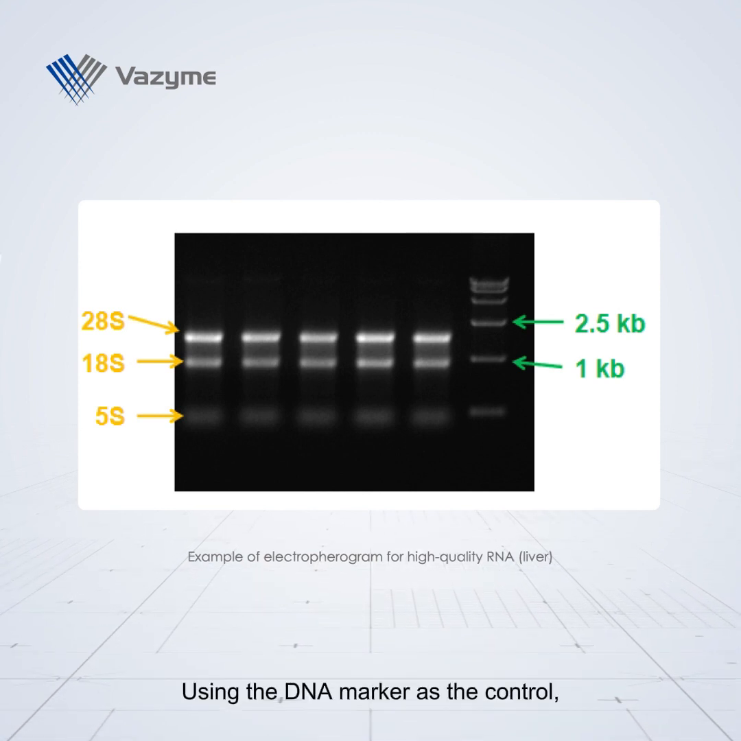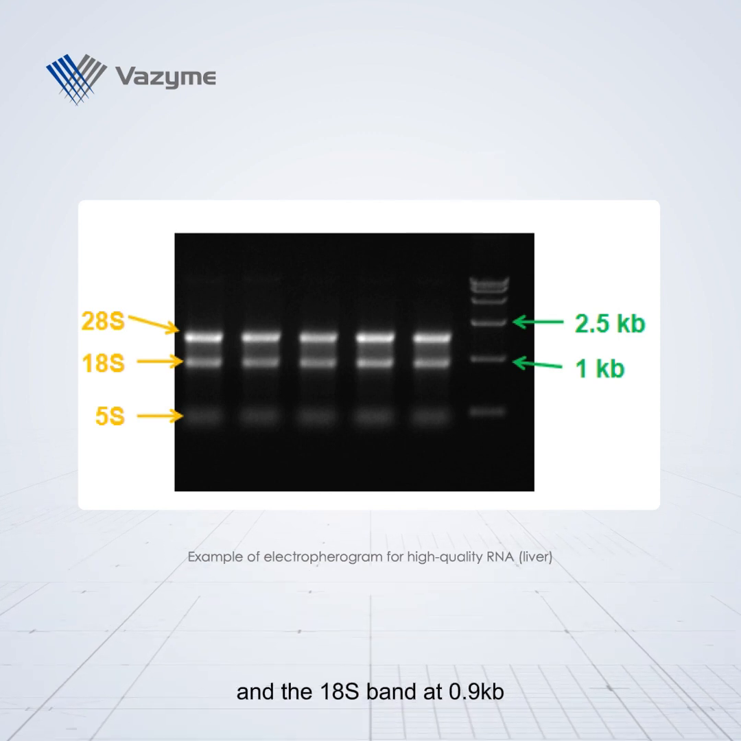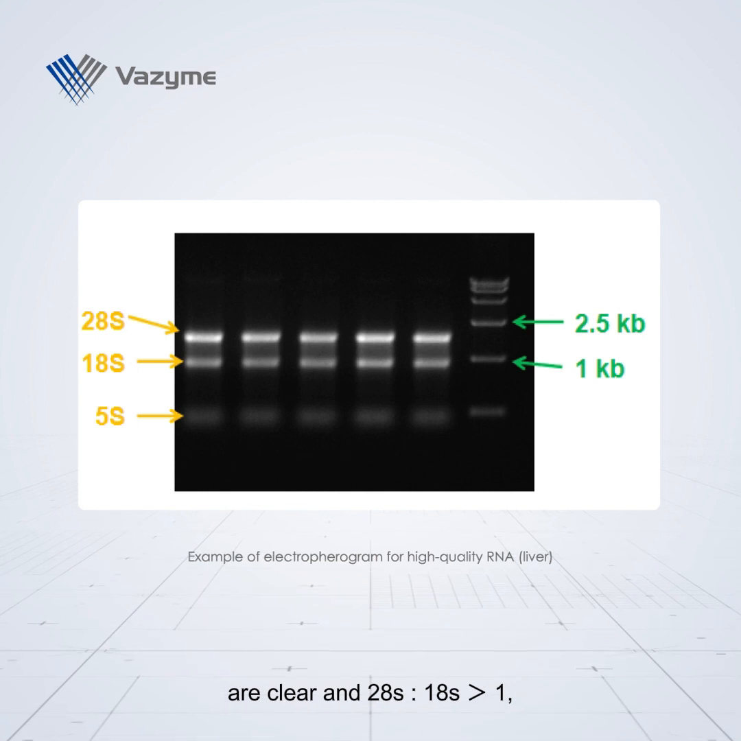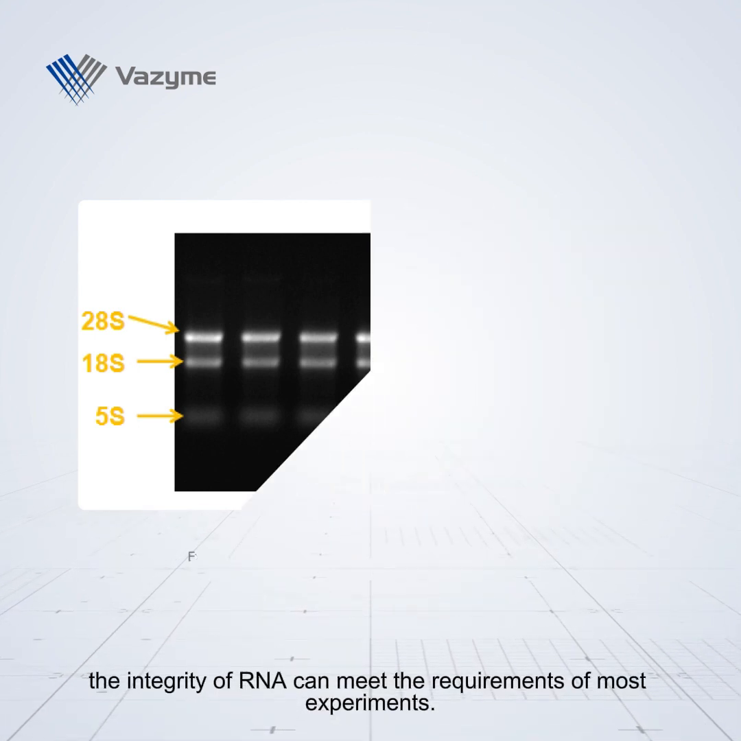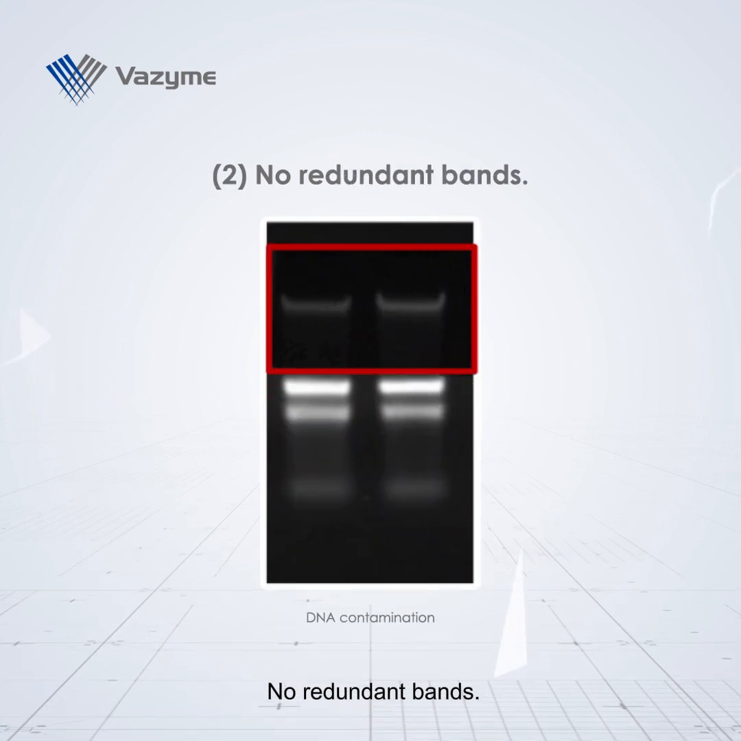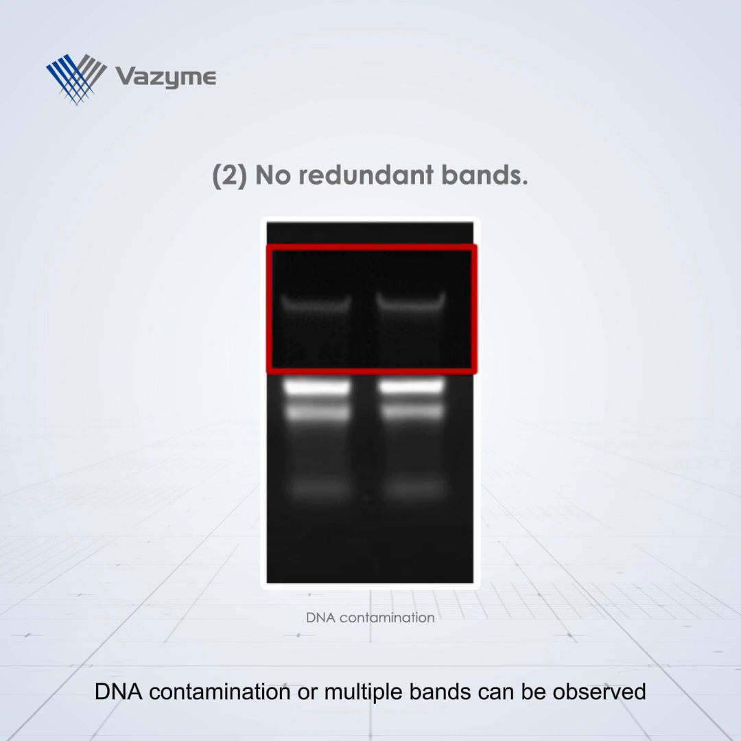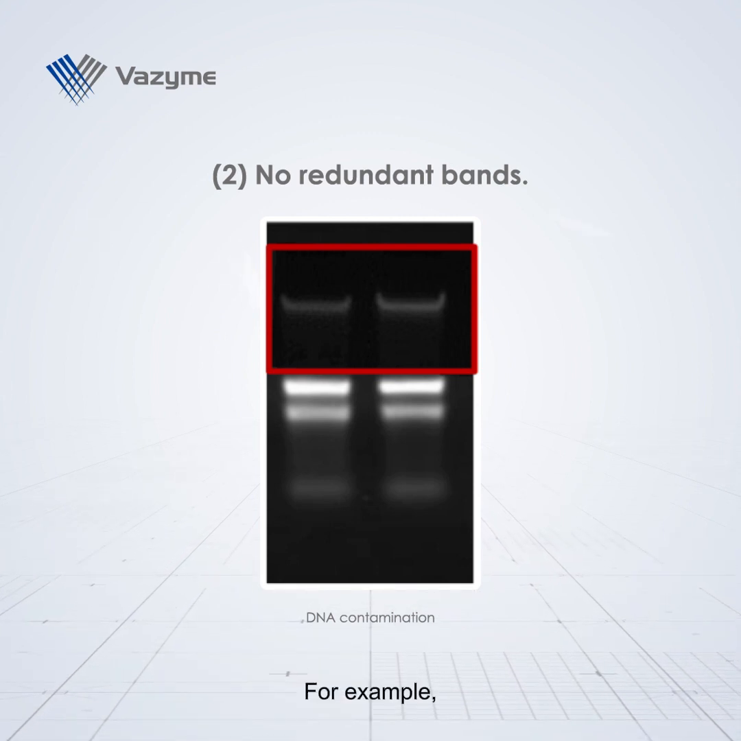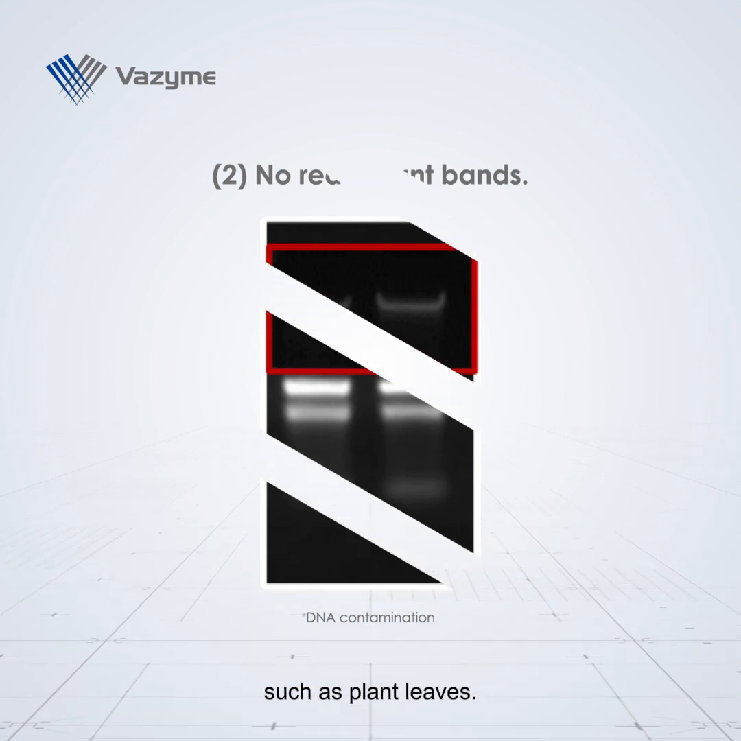Using the DNA marker as the control, if the 28S band at 2 kilobases and the 18S band at 0.9 kilobases are clear and 28S:18S is greater than 1, the integrity of RNA can meet the requirements of most experiments. No redundant bands. There are 2 possibilities for miscellaneous bands: presence of DNA contamination or where multiple bands can be observed for the tissue type. For example, samples containing a large number of chloroplasts, such as plant leaves.